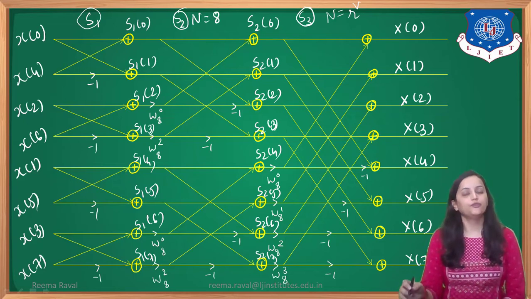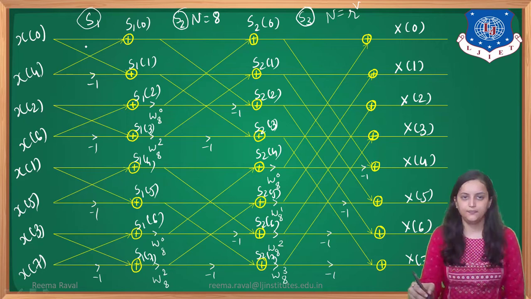If you want to find the 4-point DFT only, then we will need to have only 2 stages and the structure will remain this much only. So we will see the 4-point DFT as well. As of now, we are finding for 8-point DFT, that's why we need to include this stage 3.